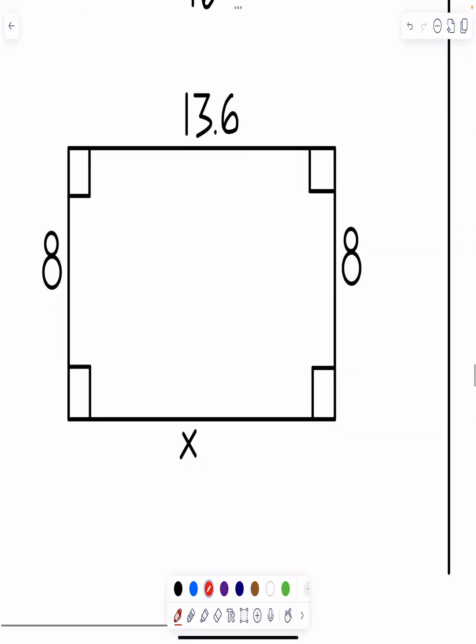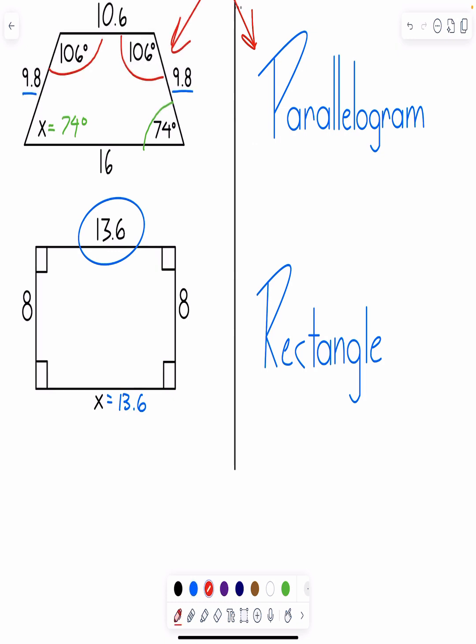Last but not least, I have a figure where all four of my angles are 90 degrees, and it looks like my opposite sides are in fact equal. So if this is 13.6, then this must be equal to 13.6, which should mean this is in fact a rectangle.